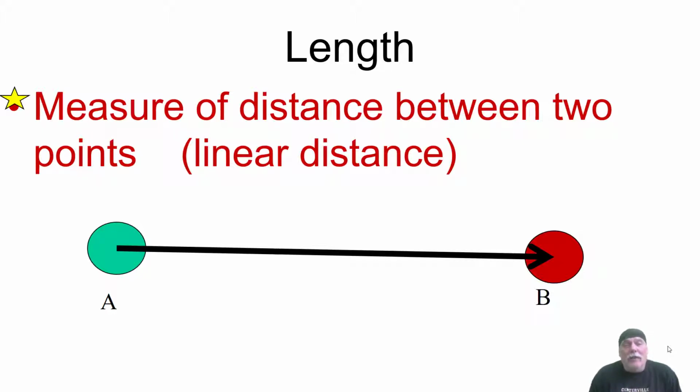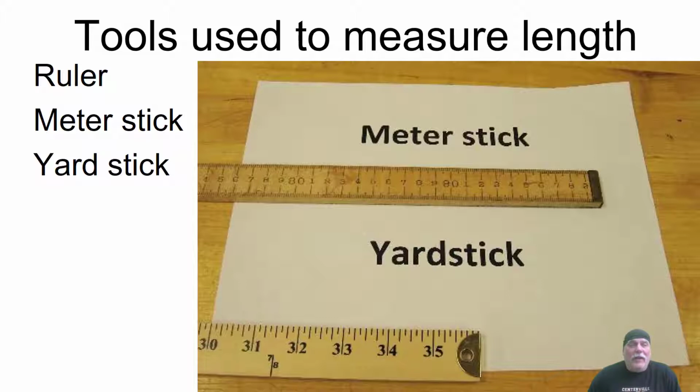Here's a definition of length for you. Length is the measure of distance between 2 points. Sometimes it's referred to as linear distance. Some tools used to measure length include a ruler, a meter stick, or a yardstick. Notice that a meter stick is slightly longer than a yardstick.